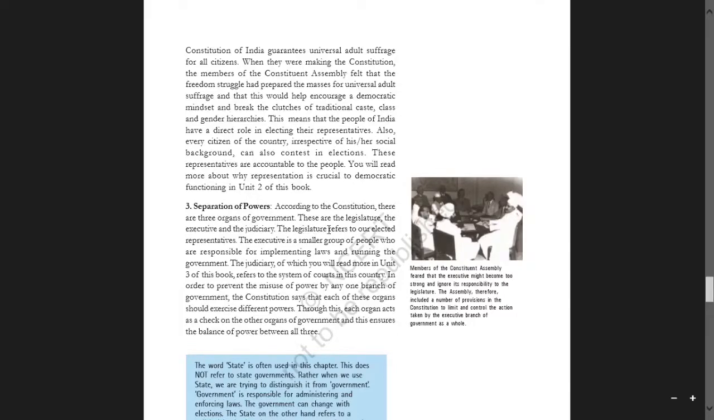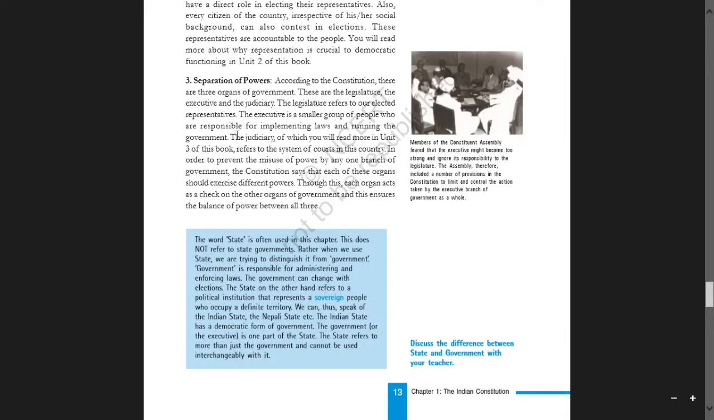The legislature refers to our elected representatives, the leaders whom we have elected. The executive is a smaller group of people who are responsible for implementing laws and running the government. Underline all this: legislature, executive. The executive is a smaller group of people who are responsible for implementing laws and running the government in a proper way.